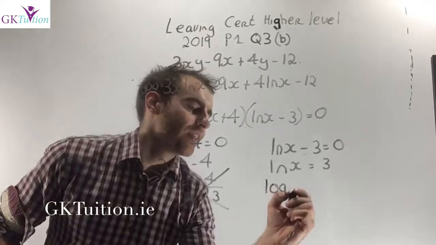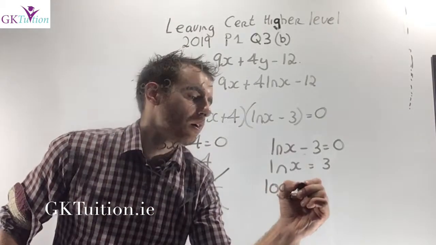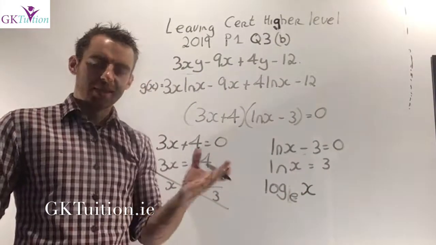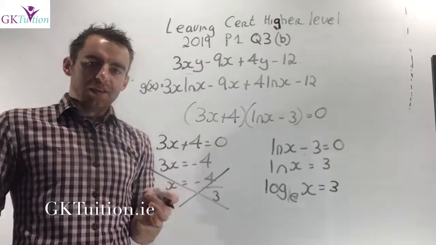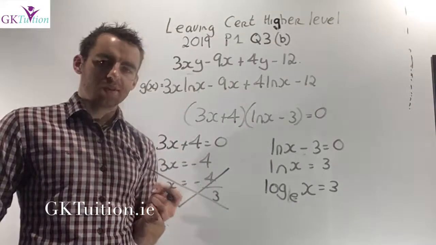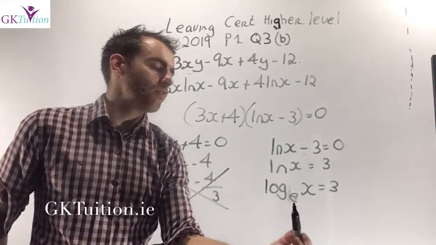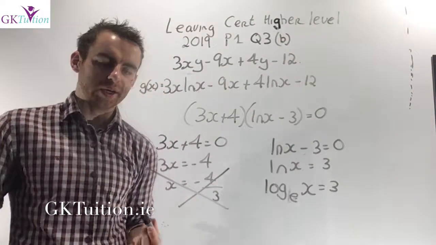So ln is the exact same thing as log to the base e, which means ln x is log x to the base e. That's the same thing, and it's equal to 3. Again, you should look at your rules of logs and your log tables. One of the rules of logs and the log tables tells me that whatever the base is to the power of the answer gives me the bigger number here.